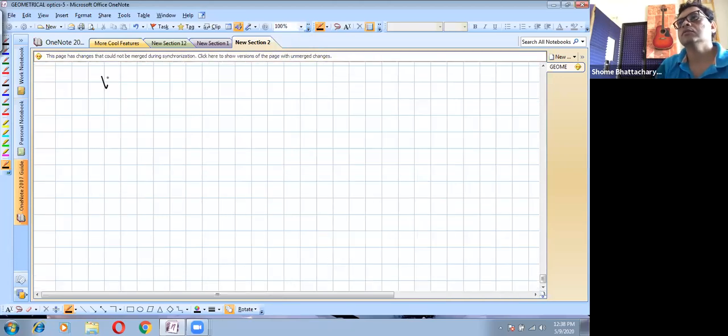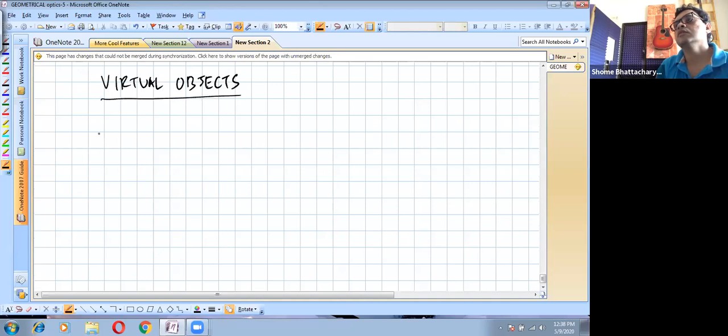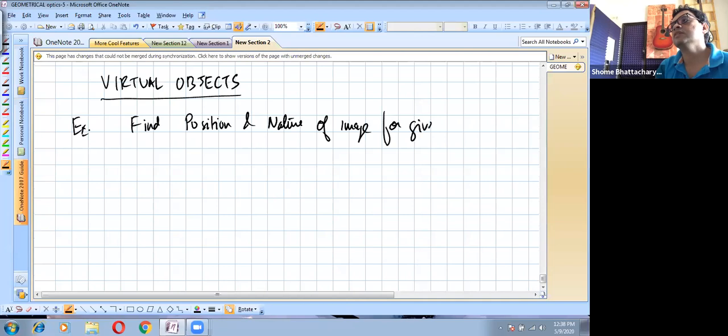So, let's do this with an example. Find the position and nature of the image for the given ray diagram. So the given ray diagram now is like this.